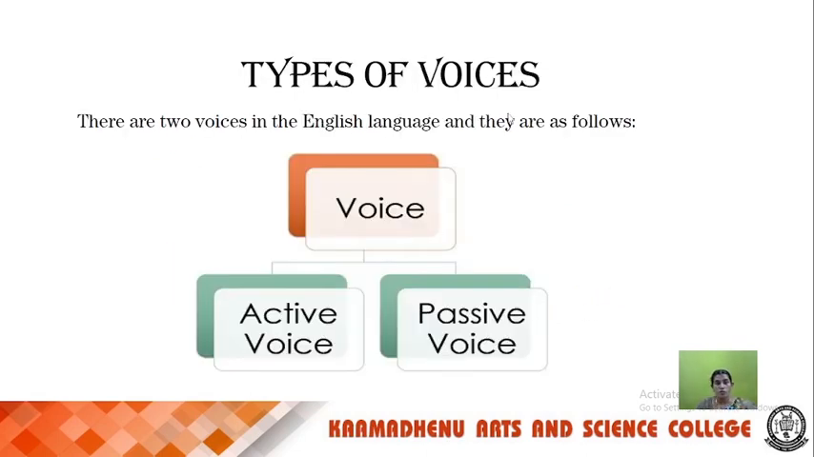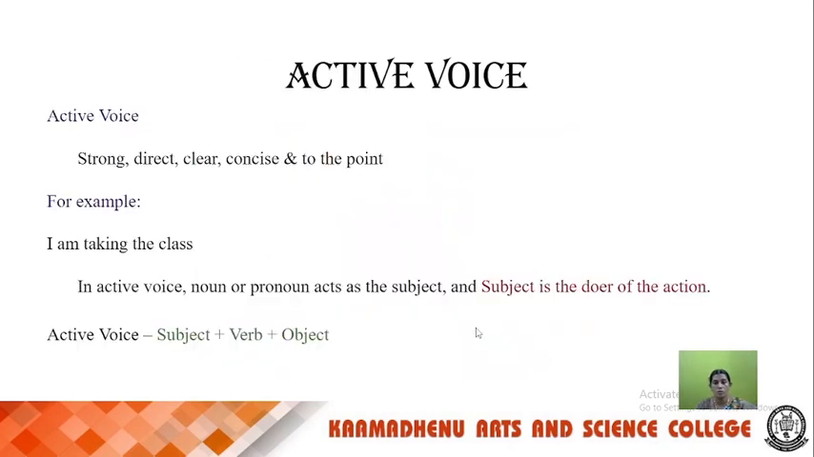Let us see the types of voices. There are two types of voices in English language. They are active voice and passive voice. Let us see what is active voice. Active voice means if you want to say something in a strong manner, direct manner, clear manner or concise or to the point, that comes under active voice. For example, I am taking the class. In active voice, noun or pronoun acts as a subject. Here, subject is the doer of the action. In active voice, subject is the doer of the action. The rules for active voice is subject, verb, object. This is the pattern for active voice.